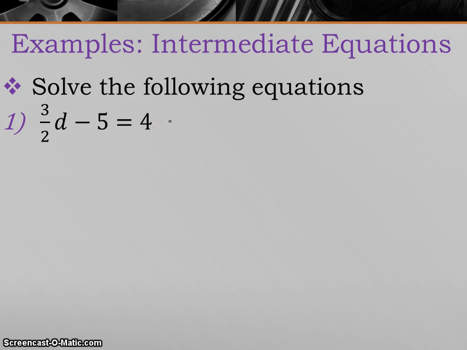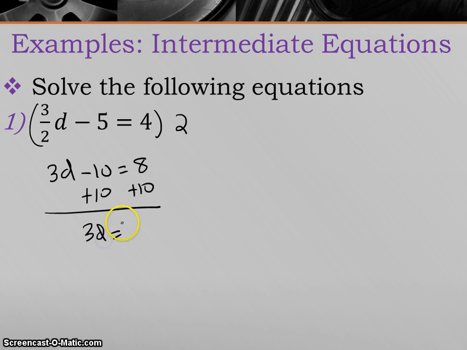Now this one, again, we're dealing with our fraction. 3/2 d minus 5 equals 4. Now, two different ways to look at this. You can clear up the fraction immediately by multiplying everything by 2. We would get 3d minus 10 equals 8. So we add 10 to both sides. 3d equals 18. Divide by 3. And d is 6.